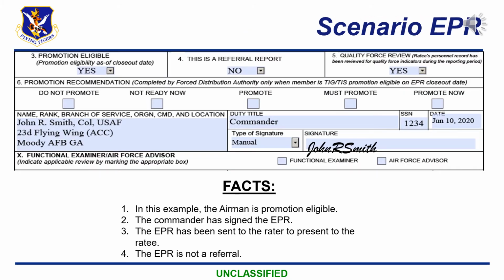In this next scenario, see if you can try to find all the little common mistakes. In this example, the airman is promotion eligible. The commander has already signed the EPR. The EPR has been sent to the rater to present to the ratee, and the EPR is not a referral.